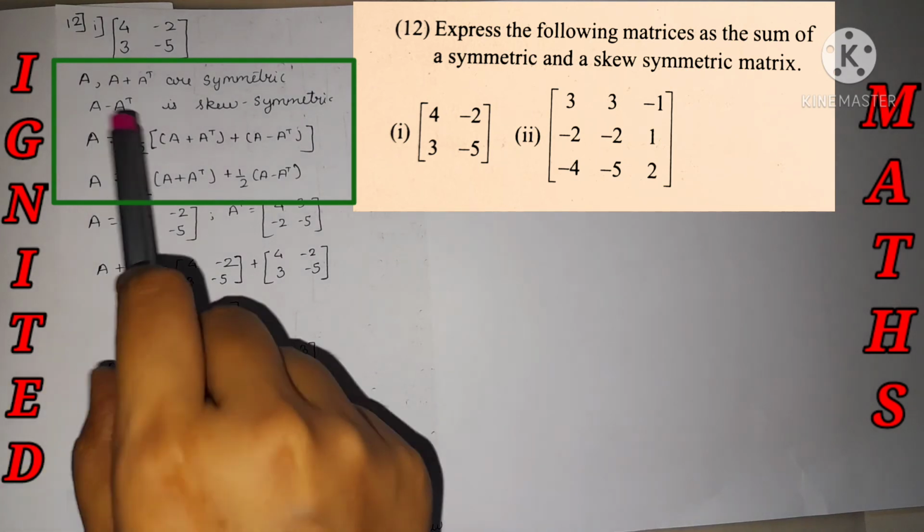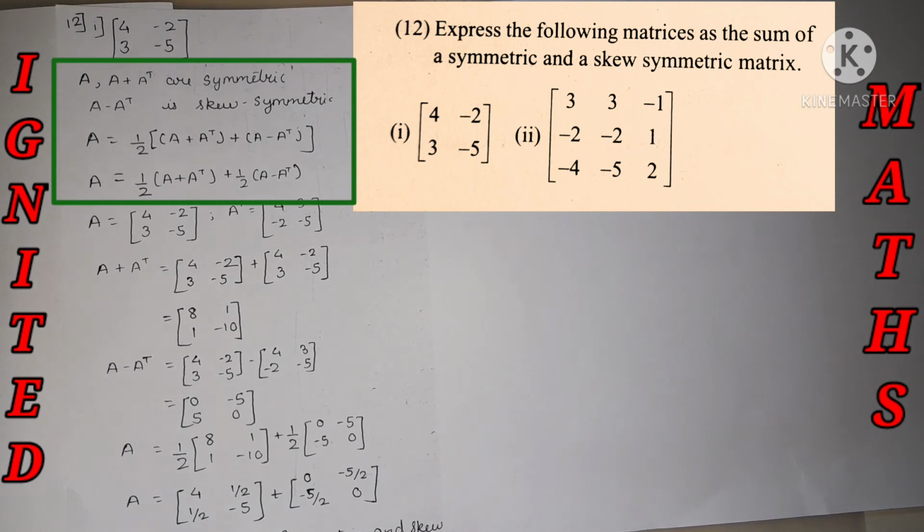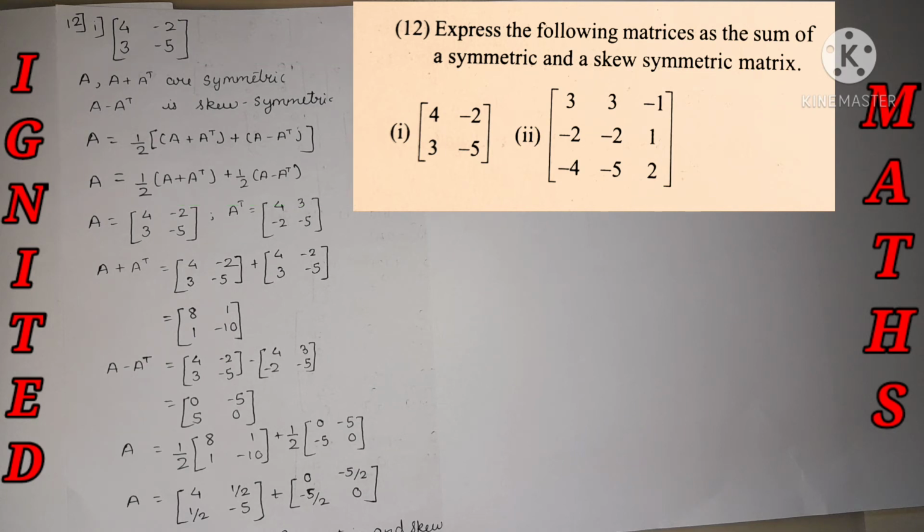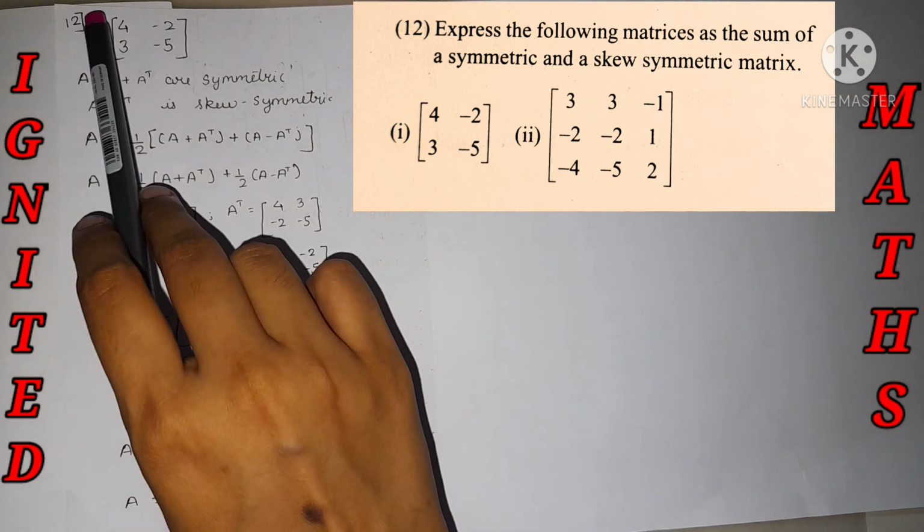This is what the question asks: what will be the value of A based on the symmetric and skew symmetric. So A plus A transpose is symmetric and A minus A transpose is skew symmetric. So we just need to put the value of it and we will be getting the answer. It's also so similar and so simple.